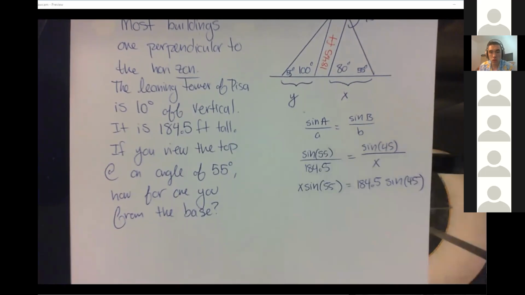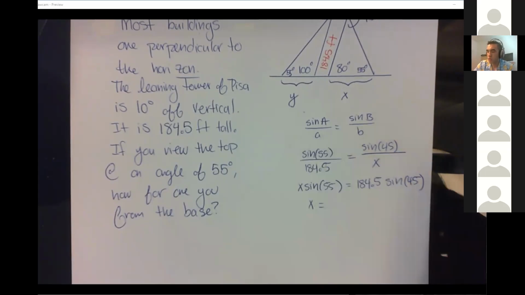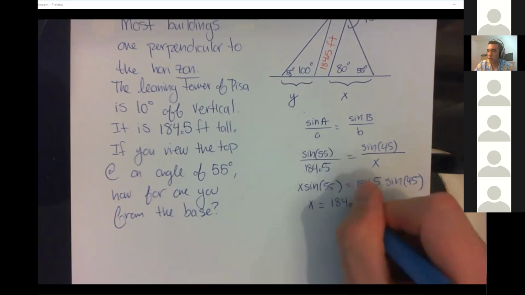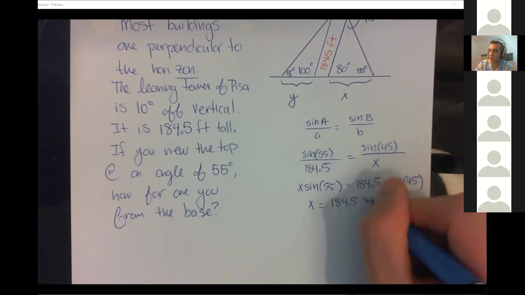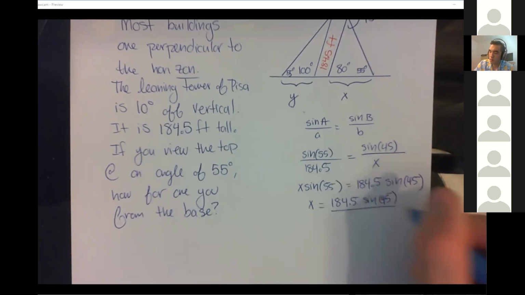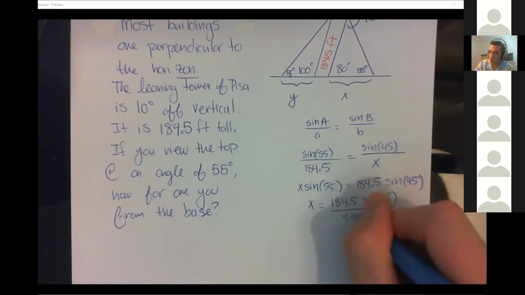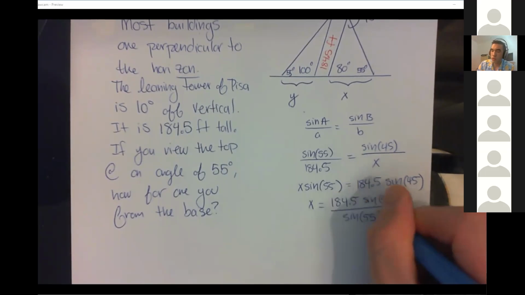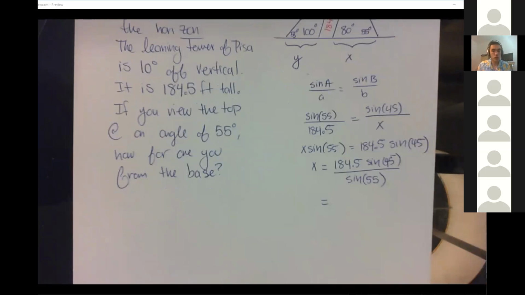And then how do I get x alone? Divide both sides by sine 55. And so x must be equal to 184.5 sine 45 divided by sine 55. And so we take this and we feed it to our calculator, and we should get the answer as a decimal. So that'll be 184.5 times sine 45 divided by sine 55.